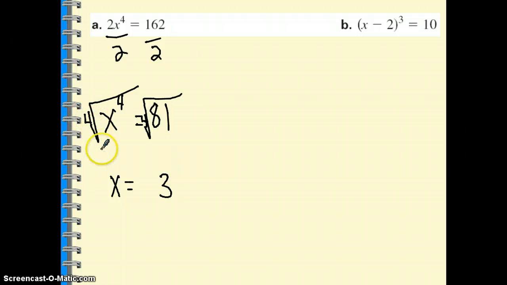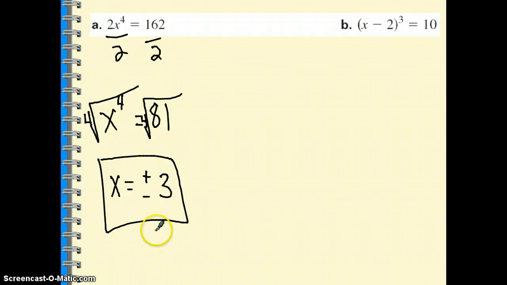Since we're taking an even root, our index is even, we need a plus or minus, because both positive 3 to the 4th power and negative 3 to the 4th power yield a positive 81. So when you take an even root, you need the plus or minus there. So in this polynomial, this quartic, x can either equal 3 or negative 3.